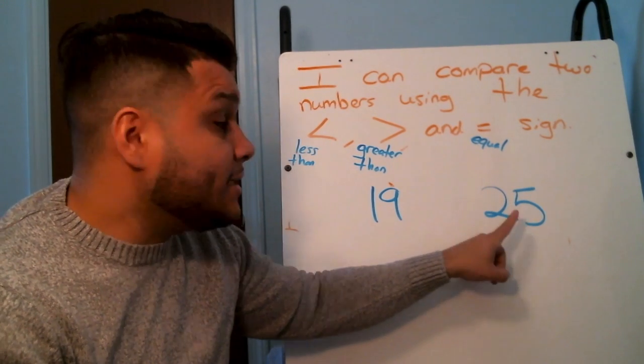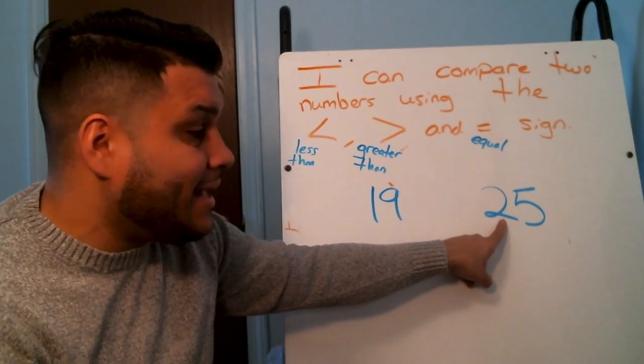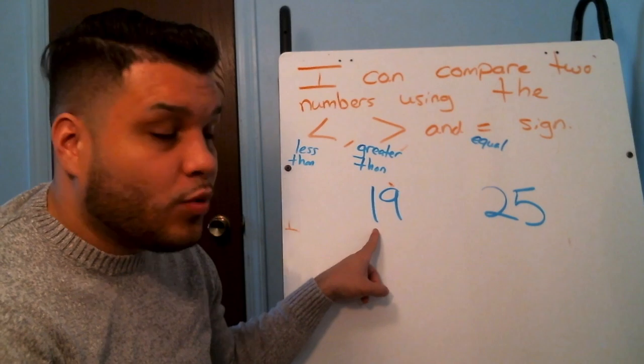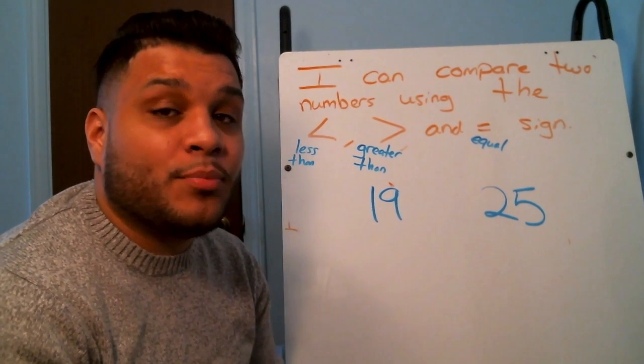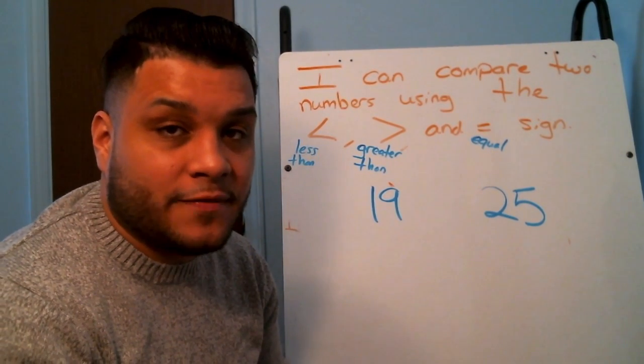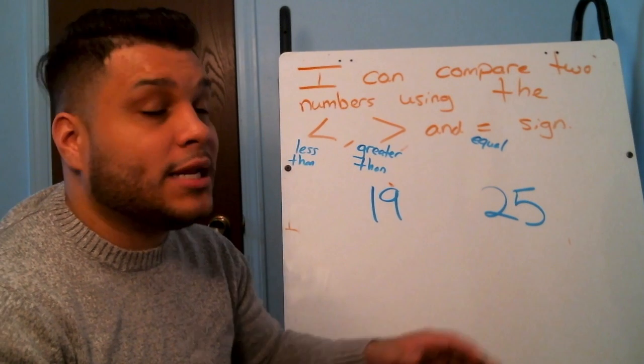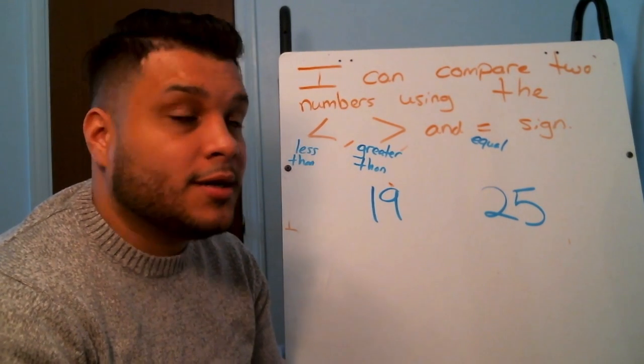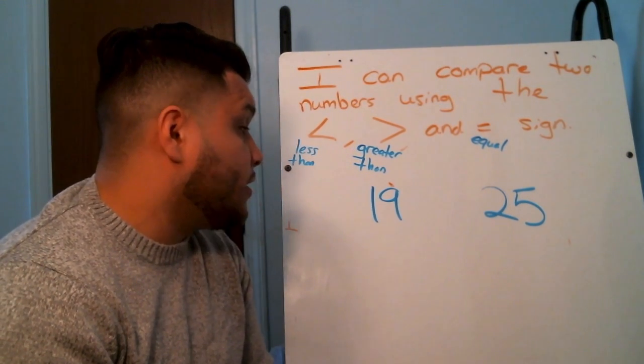No. Because in my tens place, I see that my 2 is here and my 1 is there. That's why it's important for us to start with our tens place first, because our tens place will let us know which one is greater. So make sure you're going in the correct order.